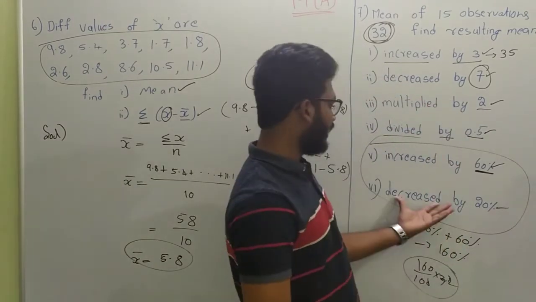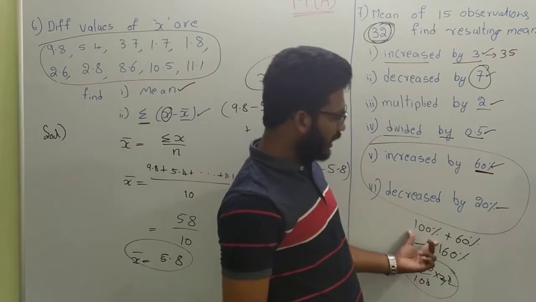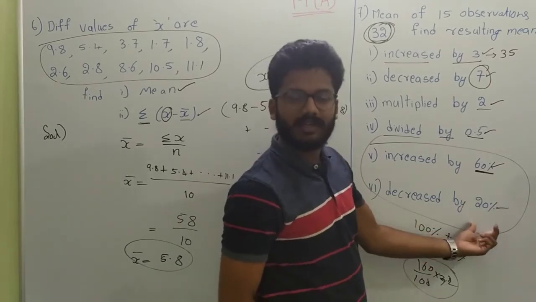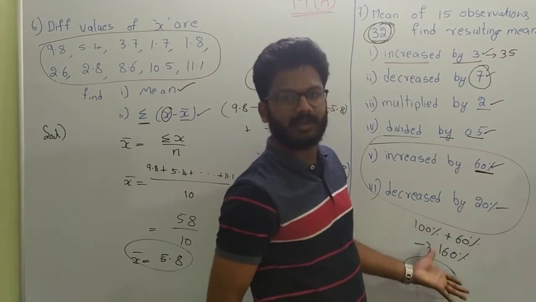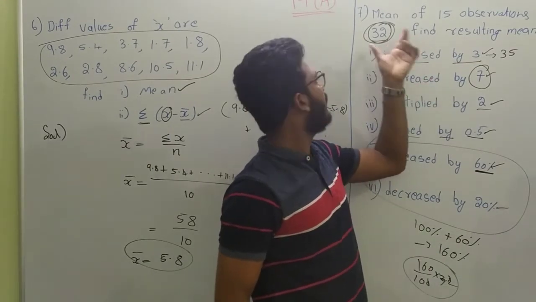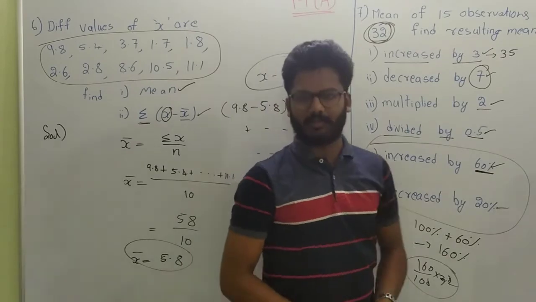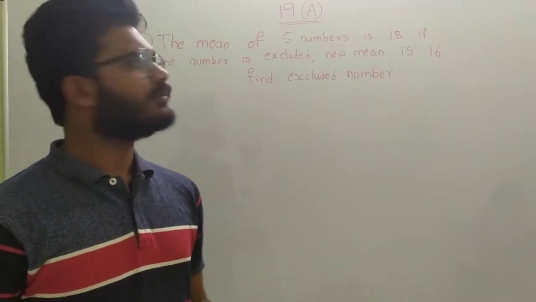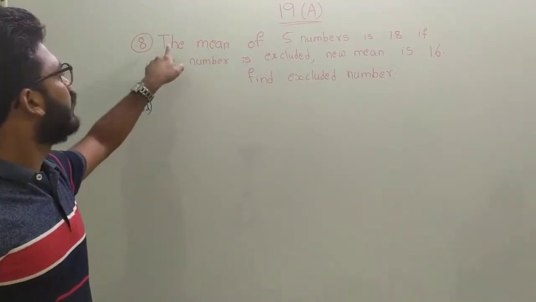Clear? In the same way here, decreased by 20%. Total is 100%. If 20% is decreased, how much will you get? 80%. So you have to find 80% of the normal mean. 80% of 32 will give the resulting mean. Clear? Next problem.